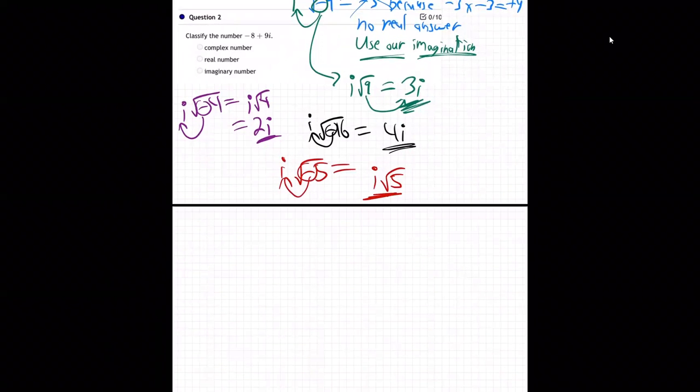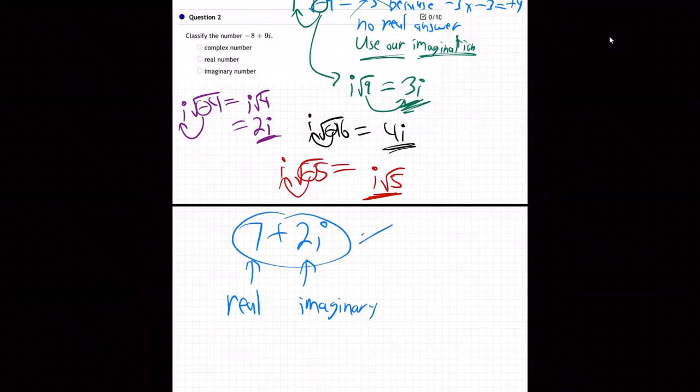So you can have a number like 7 plus 2i that has a real part and an imaginary part. And the whole thing is what we call a complex number. We call it a complex number for obvious reasons because it's complex, right? It's not simple. It's got 2 parts to it, real and imaginary. So that's what a complex number is. It's made out of a real part and an imaginary part put together.